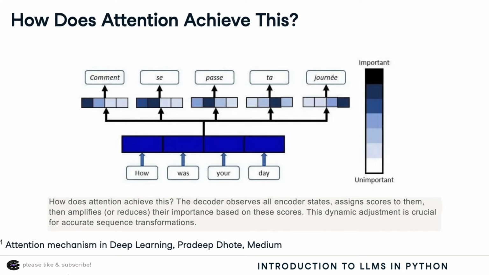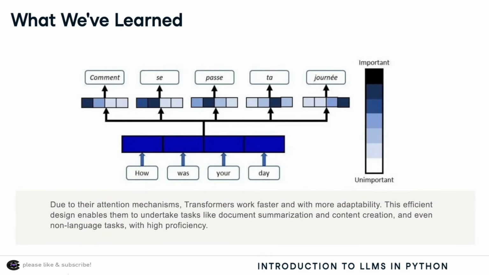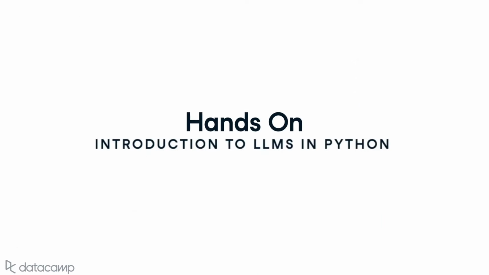How does attention achieve this? The decoder observes all encoder states, assigns scores to them, then amplifies or reduces their importance based on these scores. This dynamic adjustment is crucial for accurate sequence transformations. Due to their attention mechanisms, transformers work faster and with more adaptability. This efficient design enables them to undertake tasks like document summarization and content creation, and even non-language tasks with high proficiency. Now, let's look at some code.